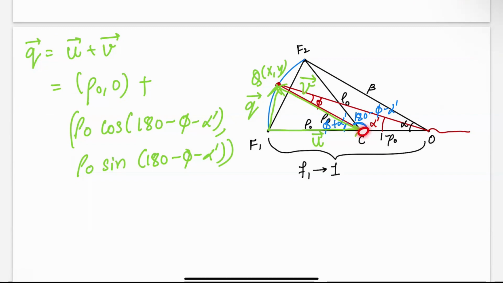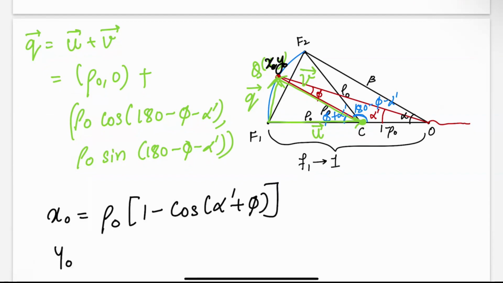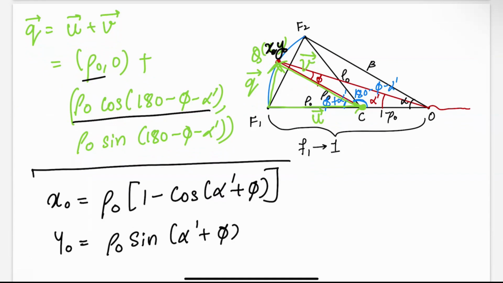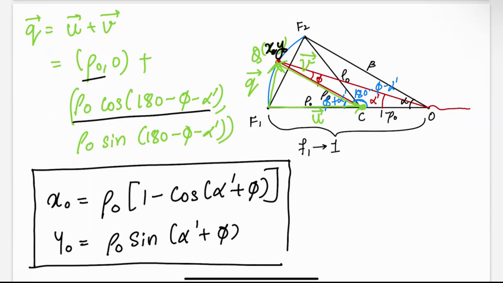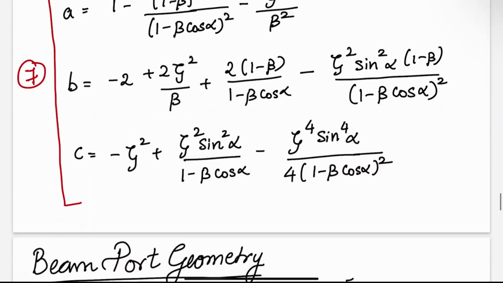Call it x naught, y naught rather. And these are also normalized coordinates. Remember that, because rho naught is normalized, right? So x naught is rho naught times 1 minus cosine of alpha prime plus phi, right? And that's just this plus this. And y naught is rho naught sine of alpha prime plus phi. And that basically completes our geometry. Okay. So that is equation number 8.